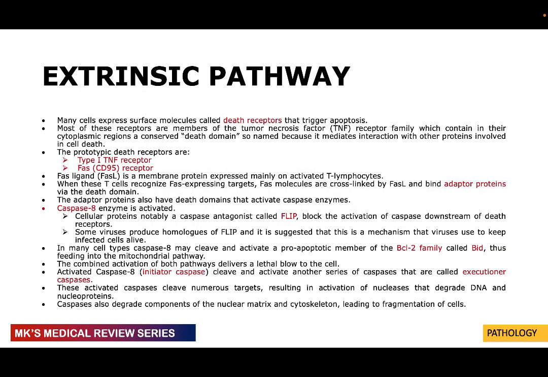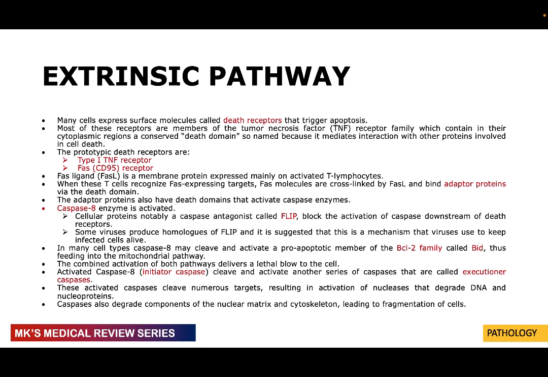So let's get back to this. Like I said, starting with the extrinsic pathway, we have two main types of receptors: the type 1 tumor necrosis factor receptor and the Fas receptor, which is the CD95 receptor rather. When these are bound to, the receptor in the cytoplasm has what is known as the death domain. So it's going to be interacting with adapter proteins.